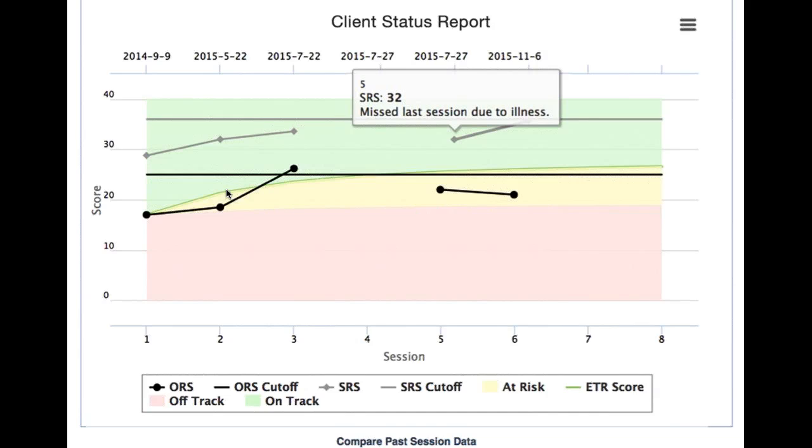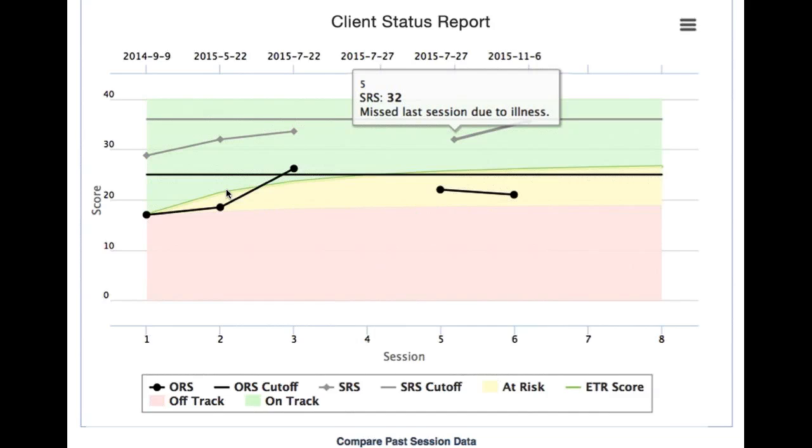If you're seeing a client a little bit longer, that data should be entered into the system, and you should compare it to the expected treatment response, that green line. Over time, we're going to add that data, we'll reanalyze it, and look at how predictive it actually is.